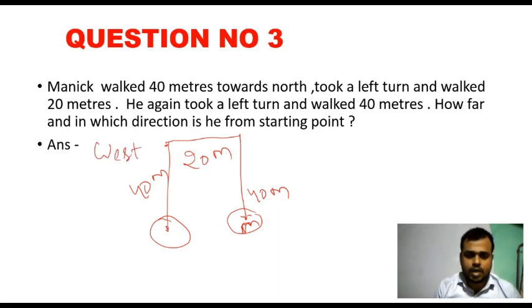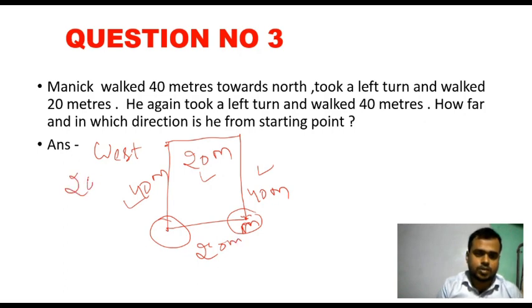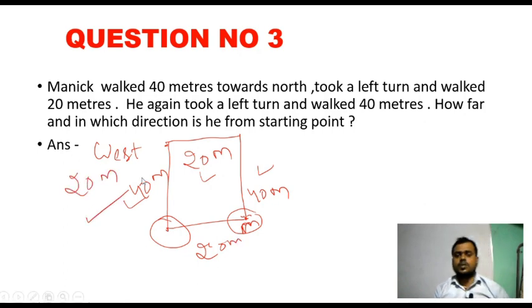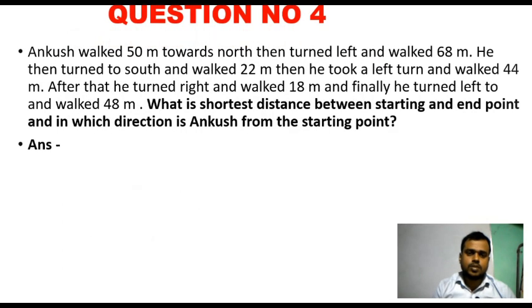Now how far is this? As the total figure is a rectangle, this 40 is equal to this 40, and this is 20. This is 20 meters. So the answer is 20 meters. This is the answer. Now you can solve this question easily. This is a very easy question. Now moving to question number 4.